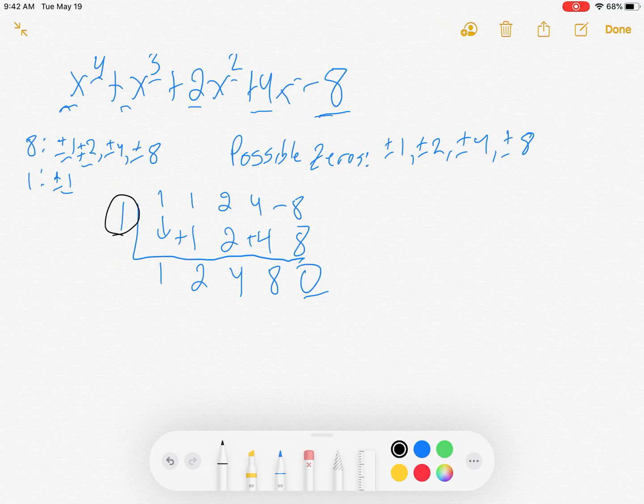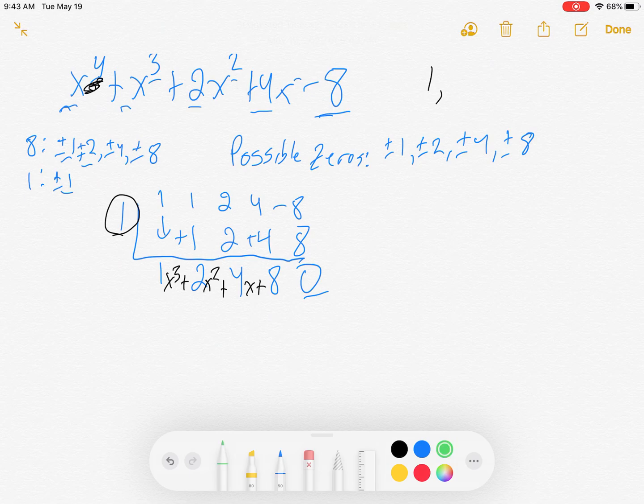So they wanted me to find all possible zeros. 1 is one of them. Now I could go through and keep trying to get as many of these as I could and see which works, but the best thing to do from here is now to rewrite this as 1x cubed plus 2x squared plus 4x plus 8. Remember, we always come down 1 degree from where we started. And then I would tell you to try to factor this by grouping.